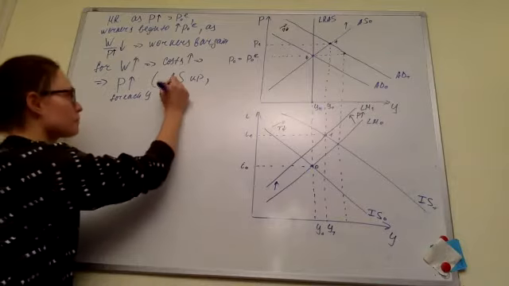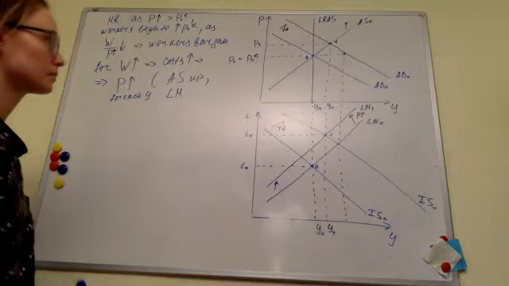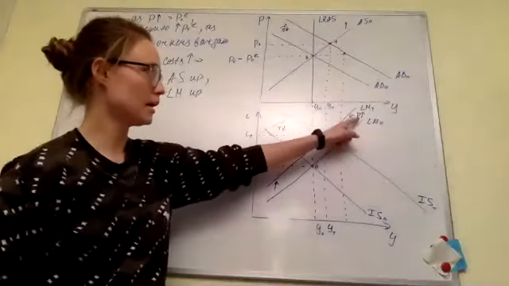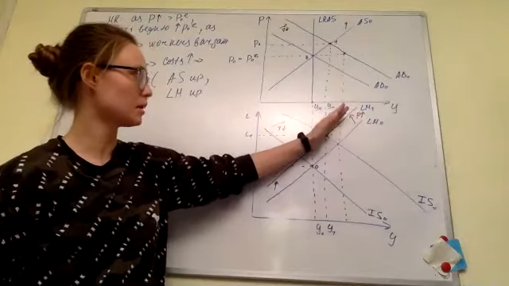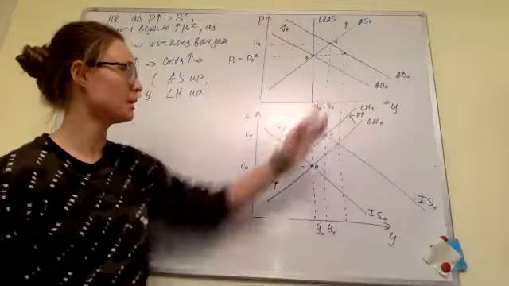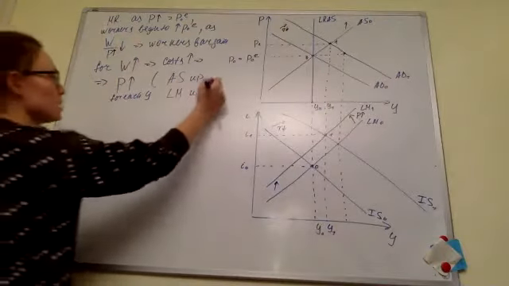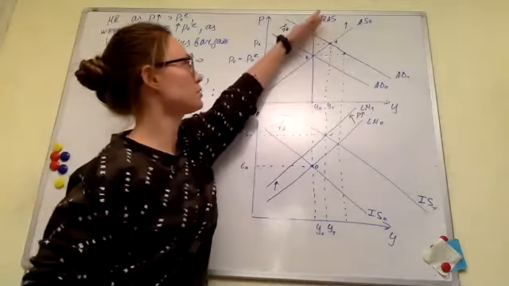LM should also change, but how? It also goes up. As before, you see, higher prices, lower money supply. That means LM goes up because interest rates go up. And they go up such that our level of output returns to the natural level.